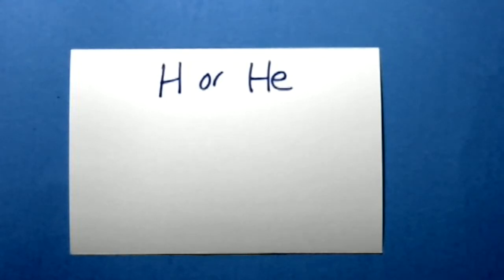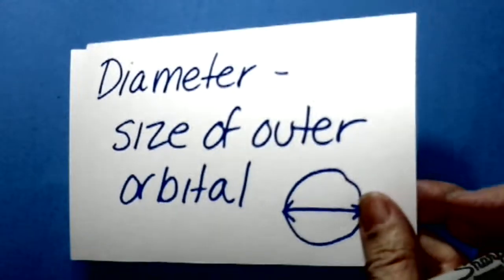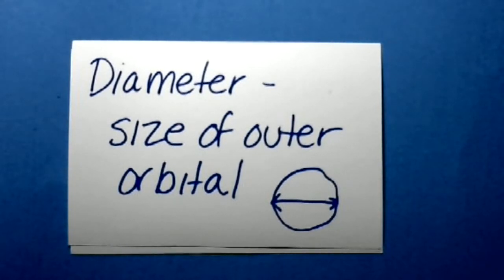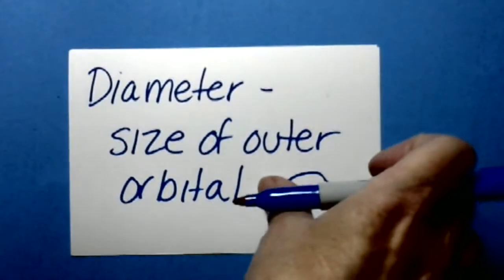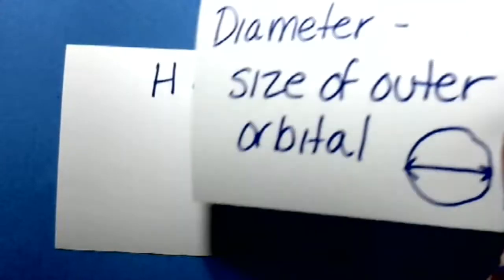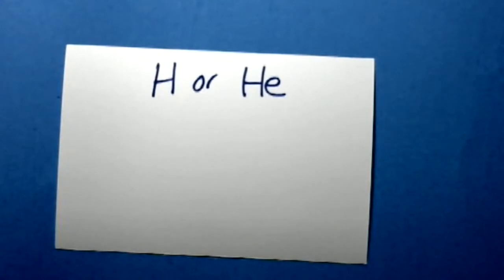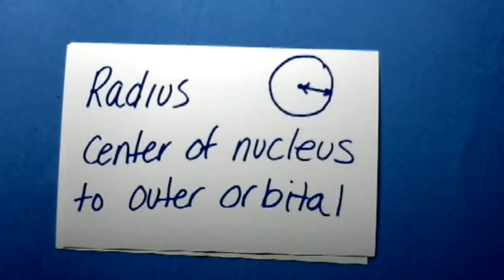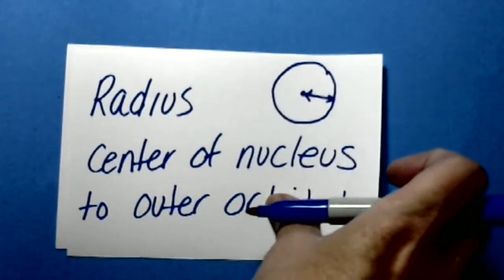So how do we determine the size of the atom? Well, the size of the atom is based more on the electrons, because it is the diameter or the size of the outermost orbital. So what is the diameter of the electron orbital? Sometimes they also talk about the radius, the atomic radius, for size, which is just half the diameter. And that's from the center of the nucleus to the outermost electron orbital.